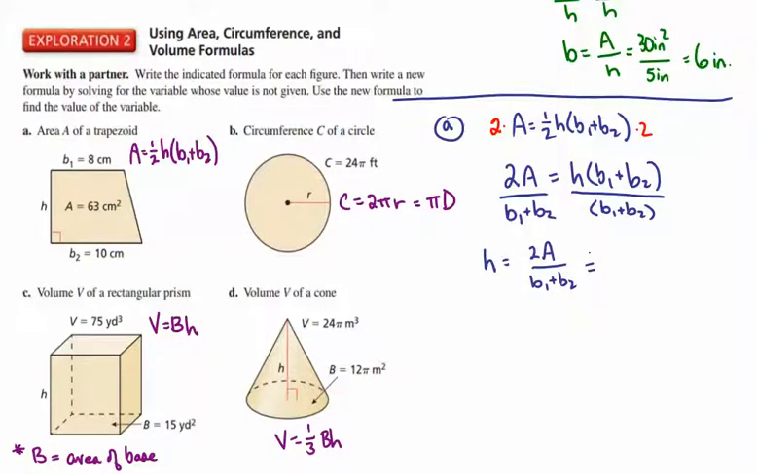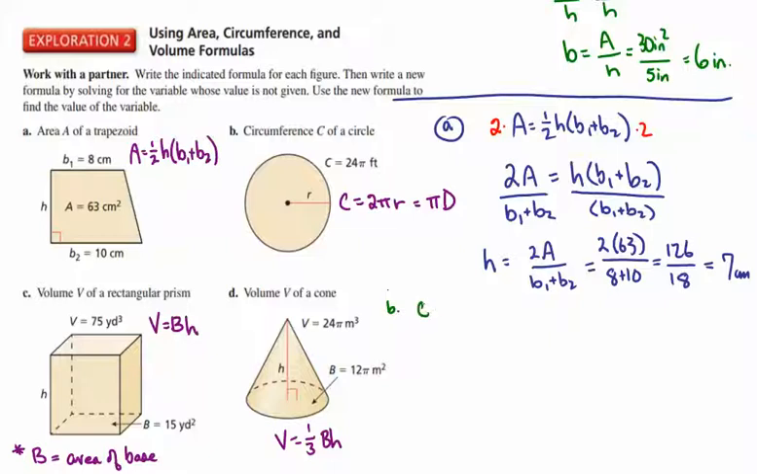Now if we know in this particular case that the area is 63, we would have 2 times 63, and the bases are 8 and 10, so 8 plus 10, and that would give us 126 over 18, which turns out to be 7. Since h is a linear value, not an area, it's a length, we would say that this is centimeters. Alright, so that's the value for A. Let's go on to talk about B then.